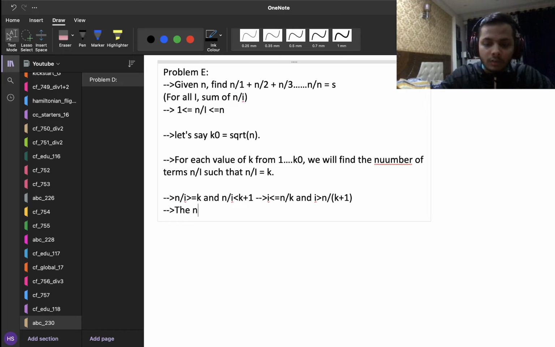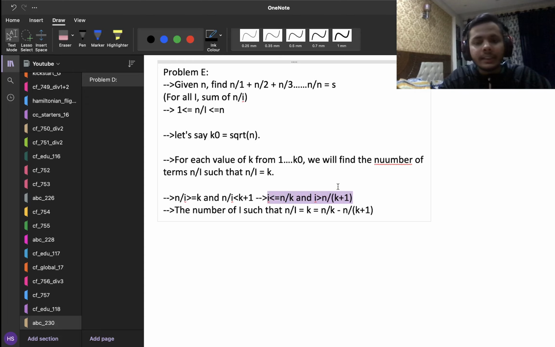So the number of i such that the floor of n by i is equal to k is nothing but n by k minus n by k plus 1. And that's pretty easy to see from these two inequalities, because we know that i has to be less than or equal to n by k and i has to be strictly greater than n by k plus 1. So the number of such i is naturally n by k minus n upon k plus 1. So the first part of our answer is going to be like this.